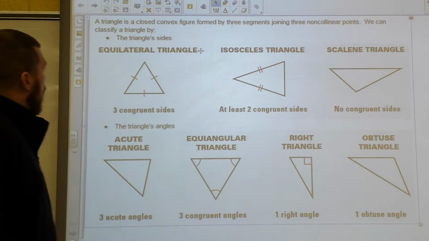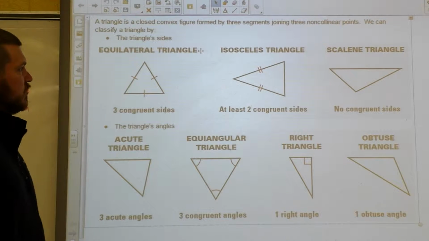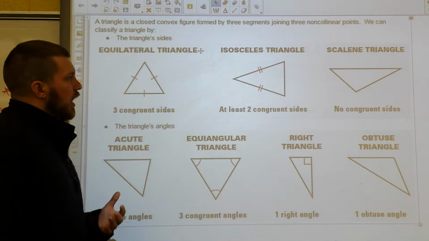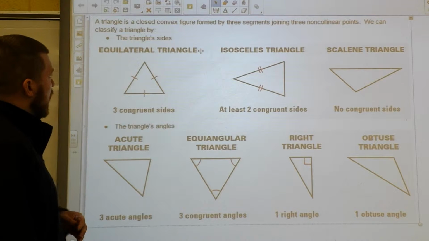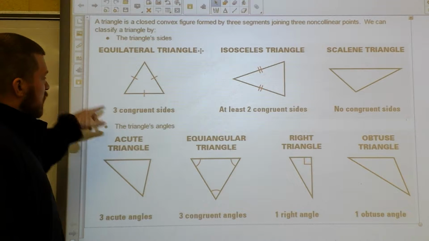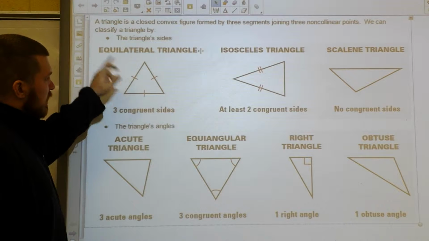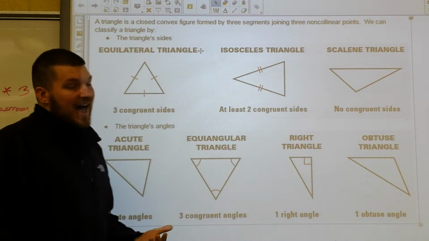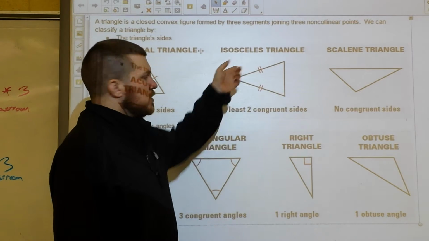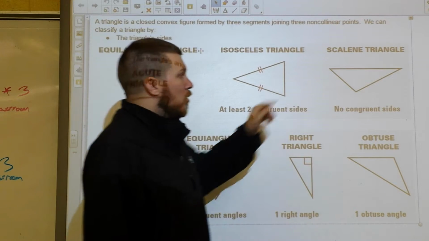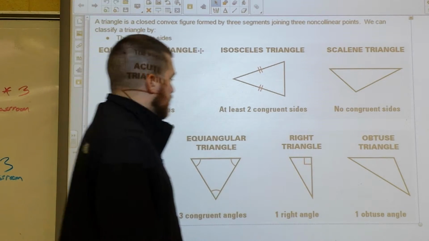Alright, so a triangle is a closed convex figure that's formed by three segments that join at three non-collinear points. We classify a triangle by the triangle sides. We can have three congruent sides, and if so, we have an equilateral triangle. At least two congruent sides, it's called an isosceles triangle, or no congruent sides, it's called a scalene triangle.